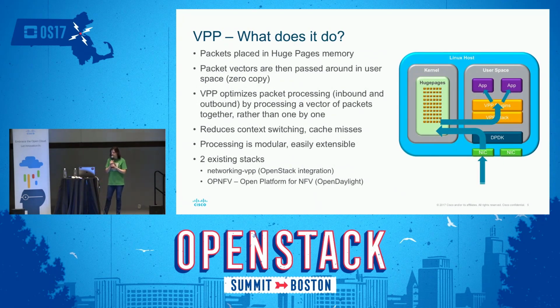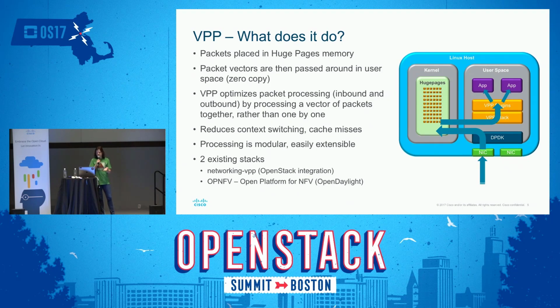So what does VPP do? If you look at my handy-dandy diagram here on the right, you can see that as packets come into the NIC, the DPDK, that is such a mouthful, I'm sorry, I'm trying. DPDK processes the packets, throws them into huge pages in the Linux kernel memory. Then the VPP stack comes along and takes the packets out of the huge pages. But what's important here is that it doesn't take them out individually. It takes them out as a vector of packets, meaning basically a whole chunk of them to be processed simultaneously. And what that does is it reduces context switching and it increases cache efficiency. So this is where the optimizations come in.